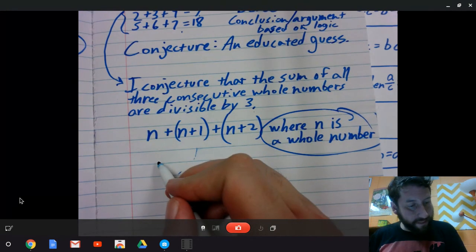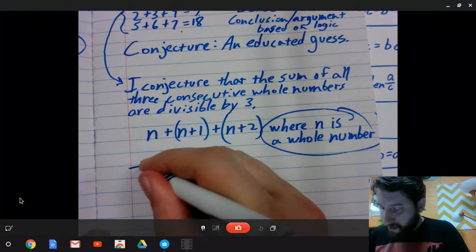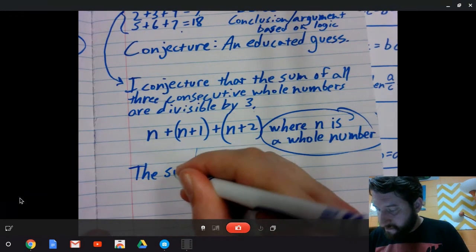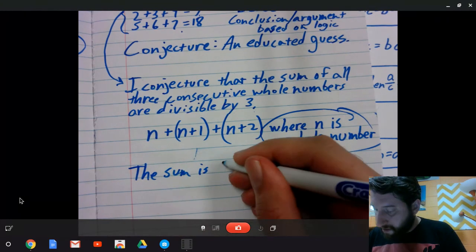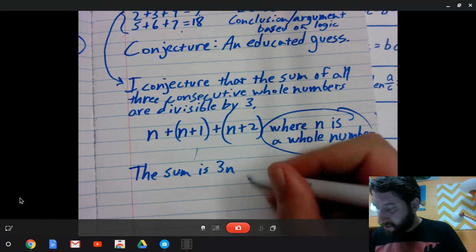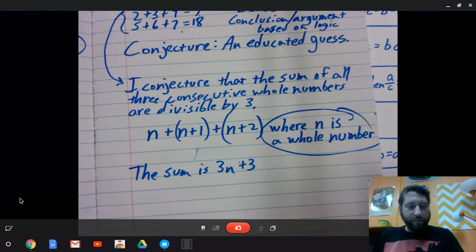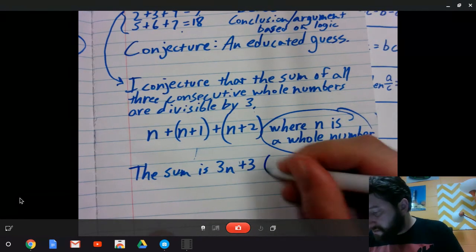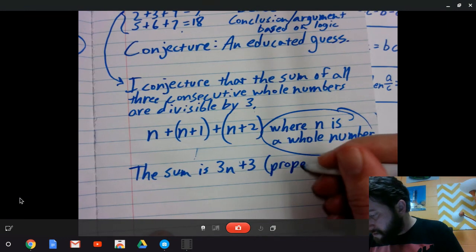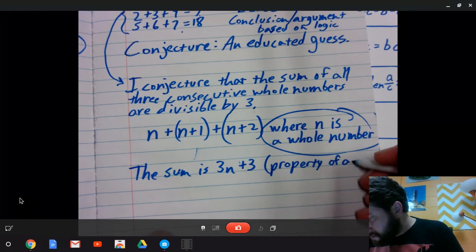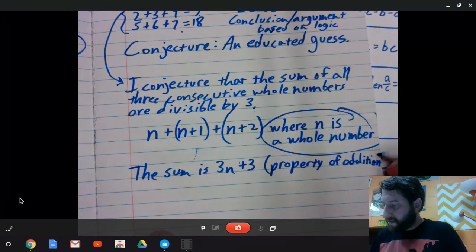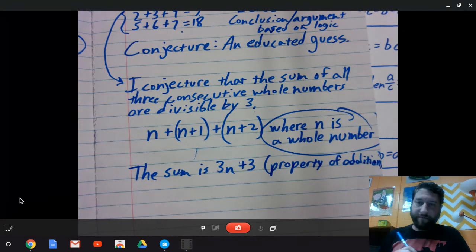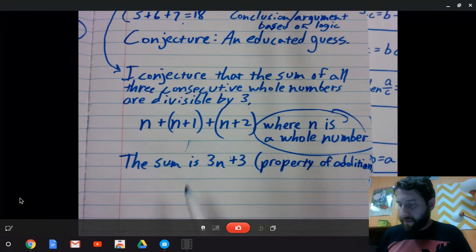Okay, so let's see here. So the sum. Well, the sum, let's add them together. So I got 1, 2, 3n. So the sum is 3n. 1 plus 2 is 3. And for my reason here, I'm just going to say property of addition. If I can fit it in there. So that is the property of addition. That's my reasoning. Every time you give a statement, you got to give a reason or a justification.